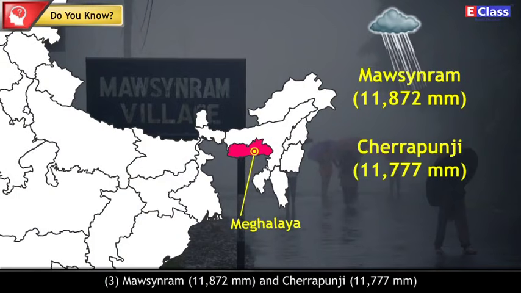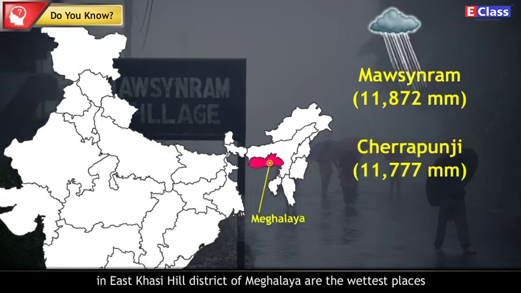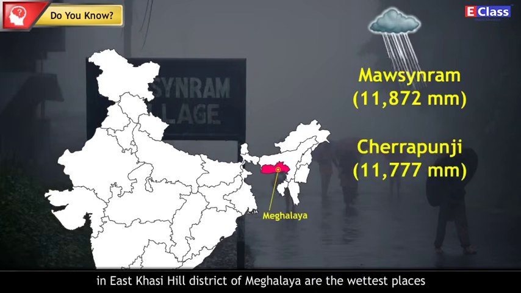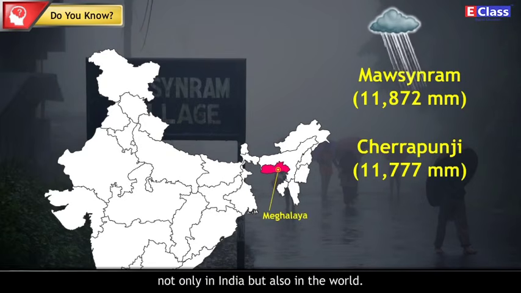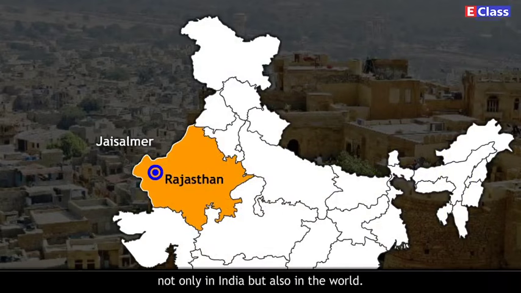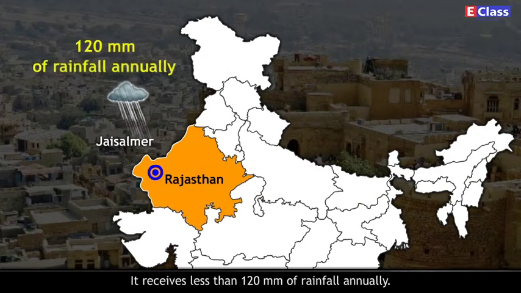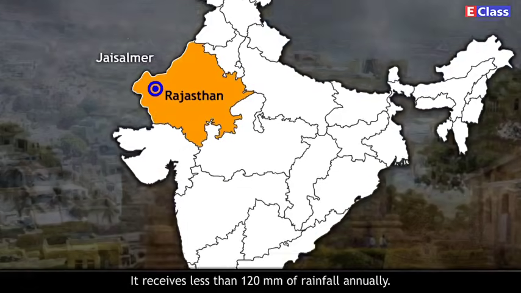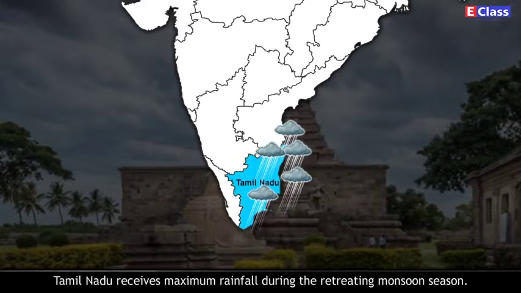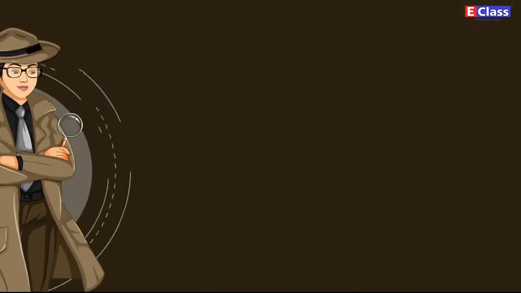Mawsynram, 11,872 mm, and Cherrapunji, 11,777 mm, in East Khasi Hill district of Meghalaya are the wettest places not only in India but also in the world. The Jaisalmer in western Rajasthan is the driest part of India. It receives less than 120 mm of rainfall annually. Tamil Nadu receives maximum rainfall during the retreating monsoon season.